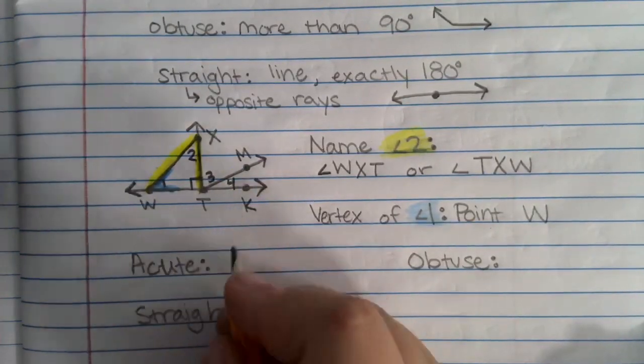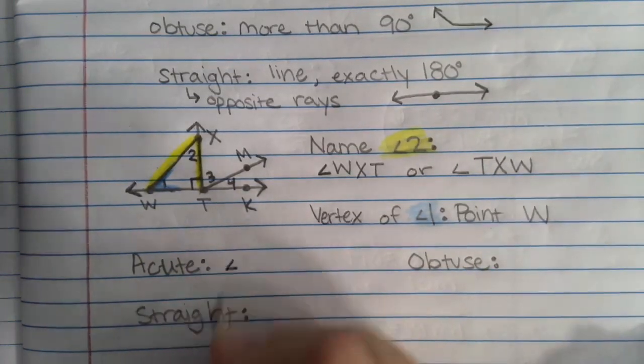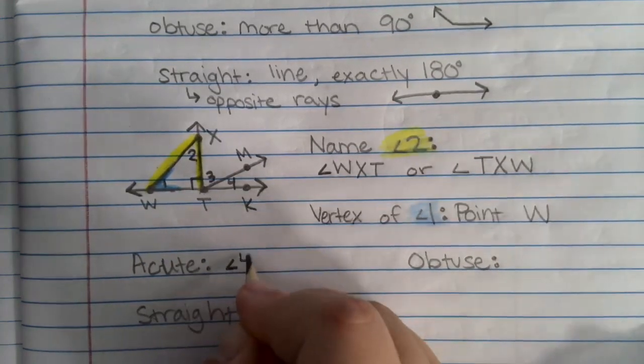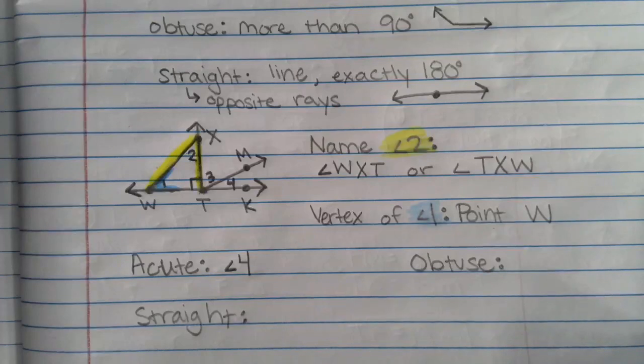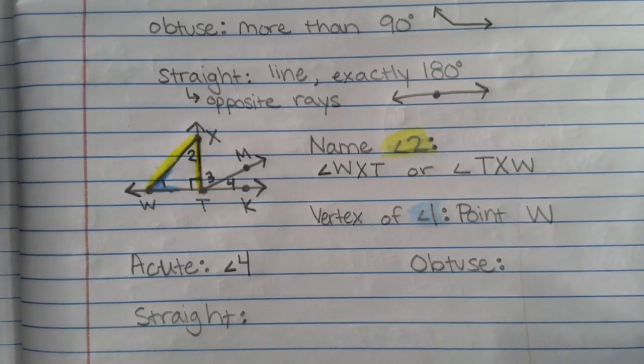What's another way we could name MTK? KTM, or we could say angle 4, yeah. You guys are not about that lazy life. I'm about the lazy life. Just name it angle 4, call it good. But you could say KTM or MTK.